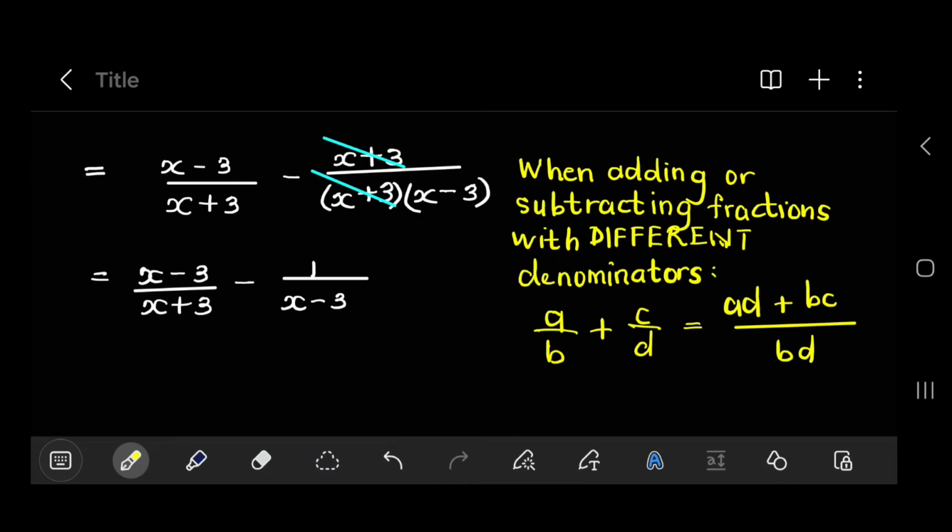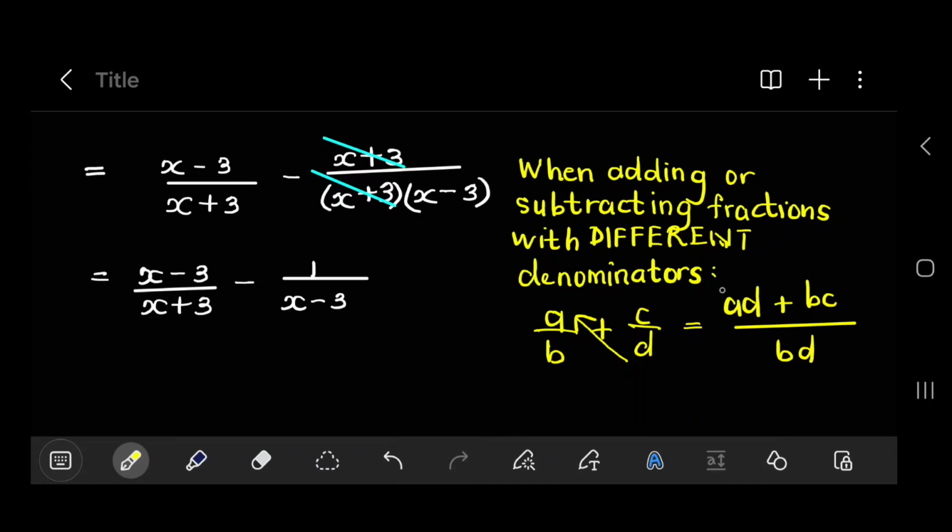Okay, so the rule is when adding or subtracting fractions with different denominators. So here you can see that your denominators are different. I've got B and D. Here's how we get the new denominator. So to get the new denominator, we multiply both denominators together. And to get the numerators, we cross multiply. So we take the one denominator and multiply across with the numerator.